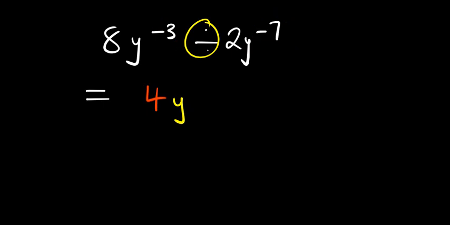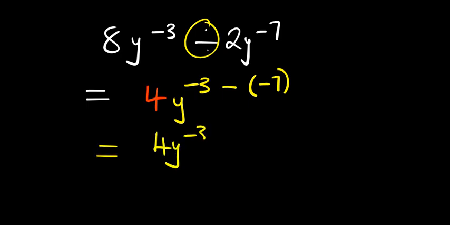So this would be y. I'm going to write my negative 3 minus, there's a negative 7 on the other side. So we're going to have 4y, negative 3, then the negative and the negative, when they multiply, that will give us a positive 7. Therefore, I'm finally going to have 4y, negative 3 plus 7, that will give us a 4. So basically, this is how you solve indices.